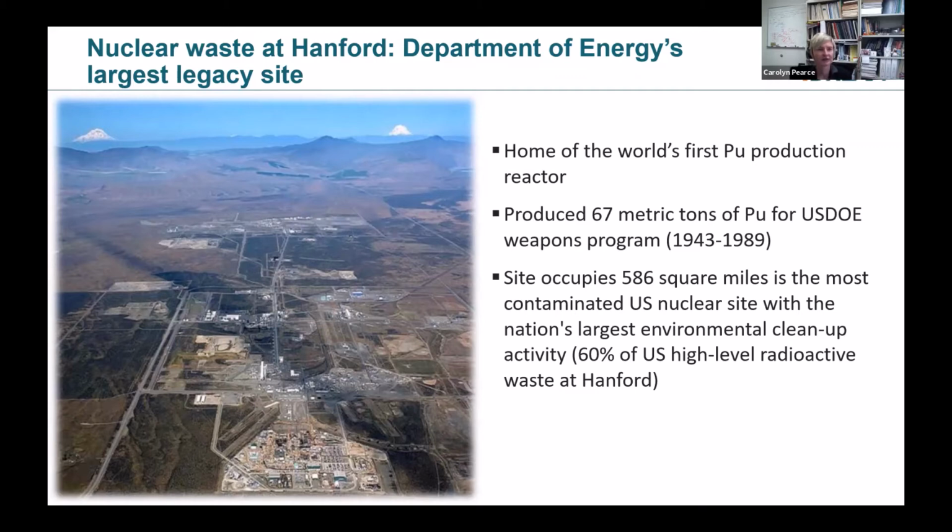So we're going to talk today about the nuclear waste at Hanford, which is the Department of Energy's largest legacy nuclear site. It's the home of the world's first plutonium production reactor, and 67 metric tons of plutonium were produced for the US Department of Energy's weapons program here. That's resulted in a site with a very large contaminated area, and it's the most contaminated nuclear site with the nation's largest environmental cleanup activity. And actually 60% of the US high-level radioactive waste resides at Hanford.